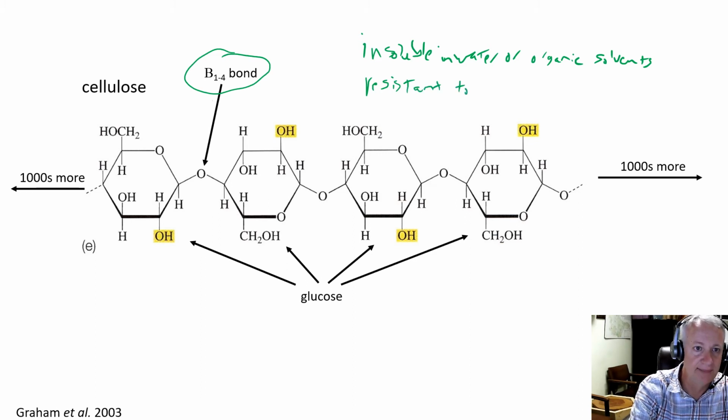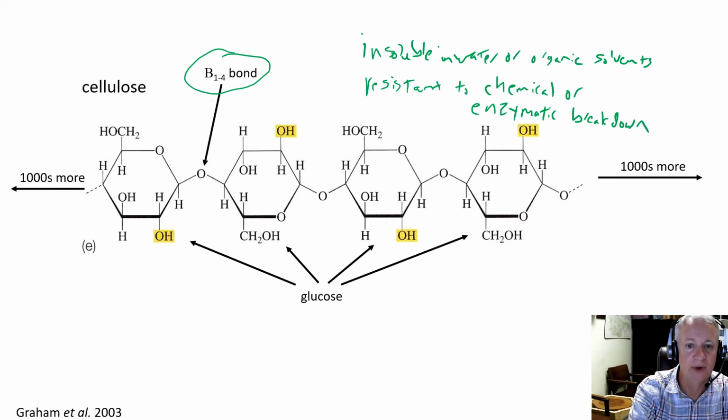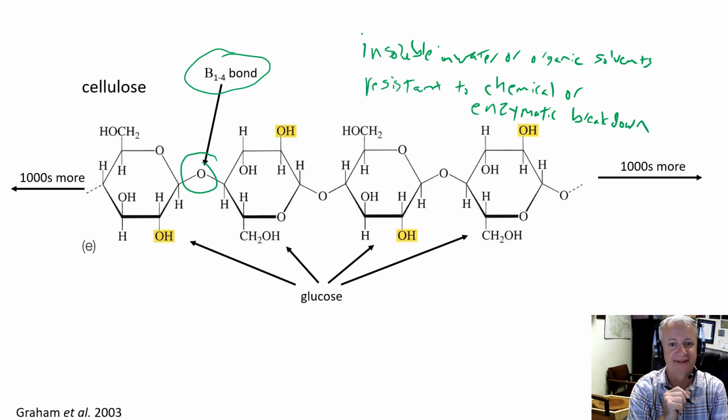to chemical or enzymatic degradation or breakdown. What that means is that there are not many enzymes that can break these beta 1,4 bonds. What that means is that most organisms cannot digest cellulose or cannot digest it easily.